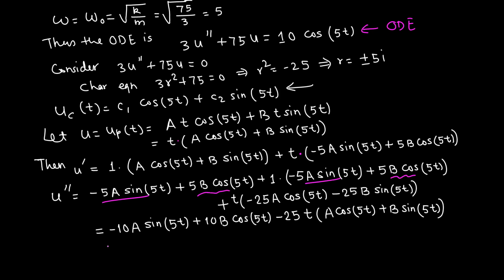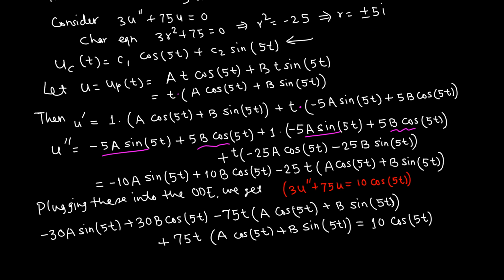Okay, so let's plug u prime, u double prime into the ODE. We don't need u prime, but to find u double prime, we have to go through this anyway. So plugging this u double prime into the ODE, we get, so we have 3 times u double prime plus 75 times u equals 10 cosine 5t. So let me write that. We had the ODE 3u double prime plus 75u equals 10 cosine 5t.